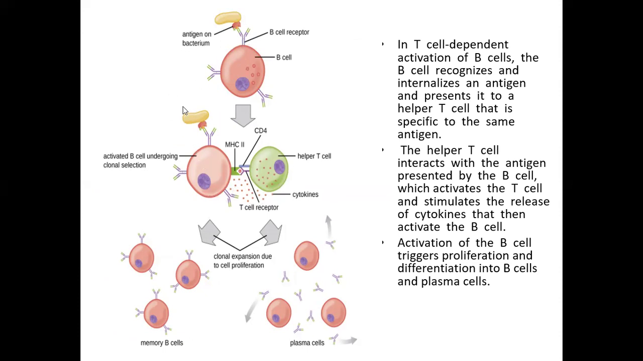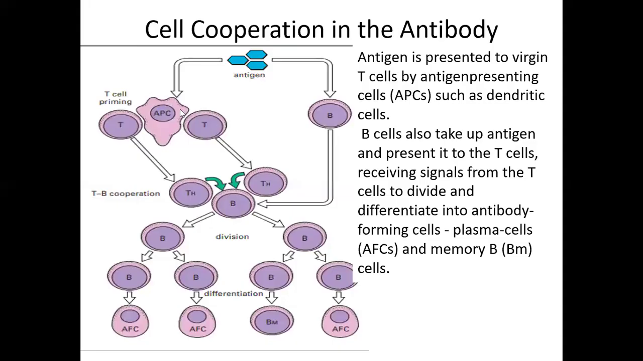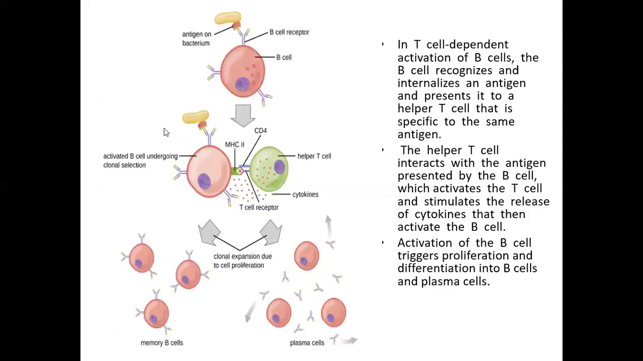Look at this process. This is a T helper which was activated after interaction with APC. The T helper will interact with a B cell and send the signal to the B cell that we have a new pathogen.